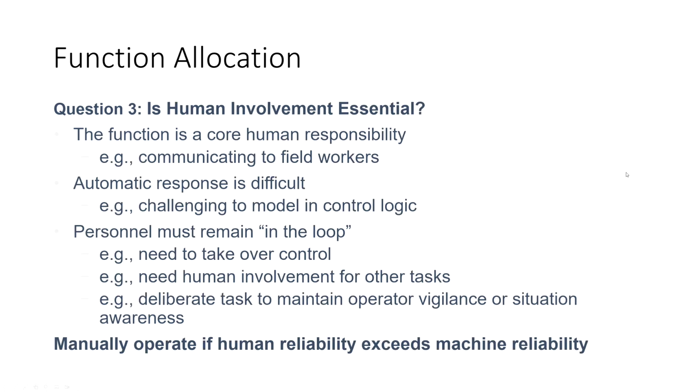Then we look at, is human involvement essential? The function is a core human responsibility. So this could be communicating to other workers. Maybe automatic response is difficult. It's challenging to model this instance in the control logic. Or you might have an accountability question where personnel need to remain in the loop. They need to be able to take over control. Maybe human involvement is required for other tasks. Or it's a deliberate task to maintain operator vigilance or situation awareness.